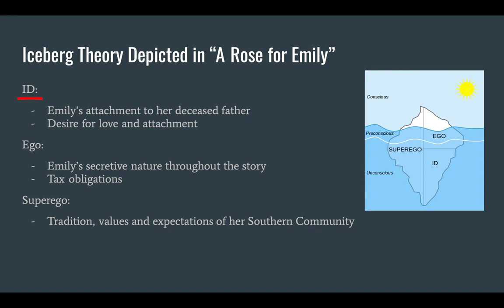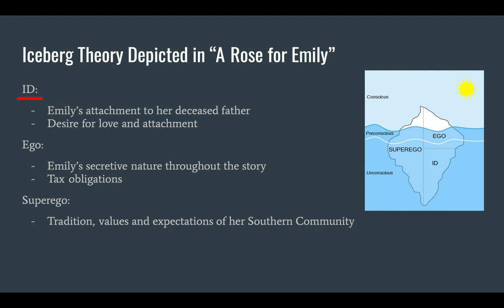Throughout the story, Emily's id desires love, companionship, and attachment. Her attachment to her father, who at the time served as a very dominant figure who shaped the majority of her life, was a primary source of her desires, wishes, and impulses. Following his death, Emily struggled to detach herself from his influence, displaying signs of denial, refusing to let go of her father's deceased body to preserve the little connection she had left of him.